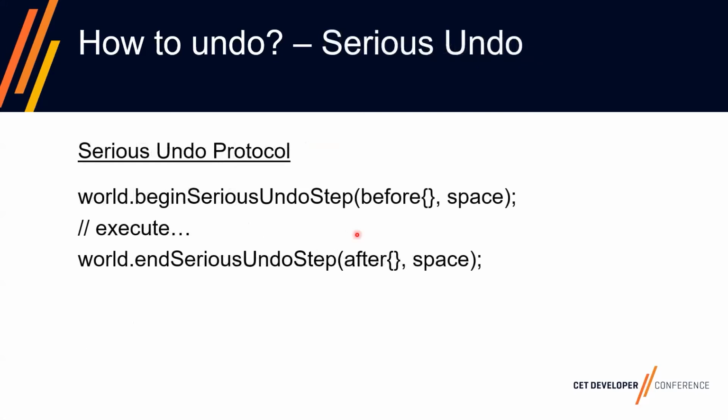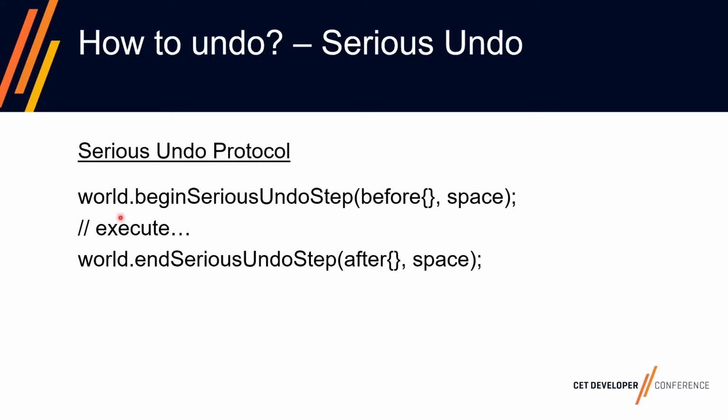And serious undo. Serious undo takes a snapshot of the before and after for the affected snapper. Serious undo step is best used when there is a step that has a huge number of undo operations or a large number of snappers being changed in a step.